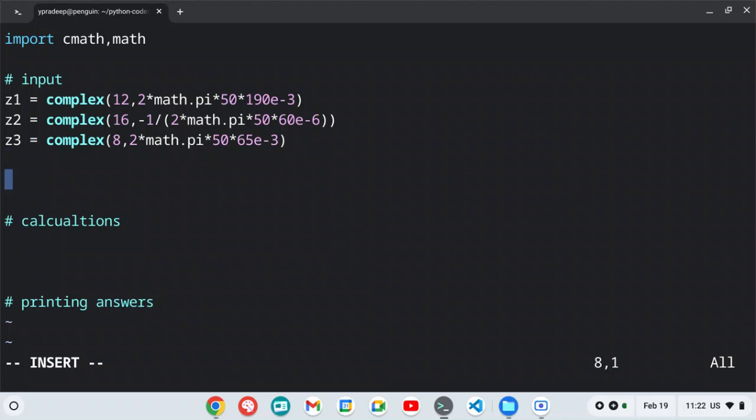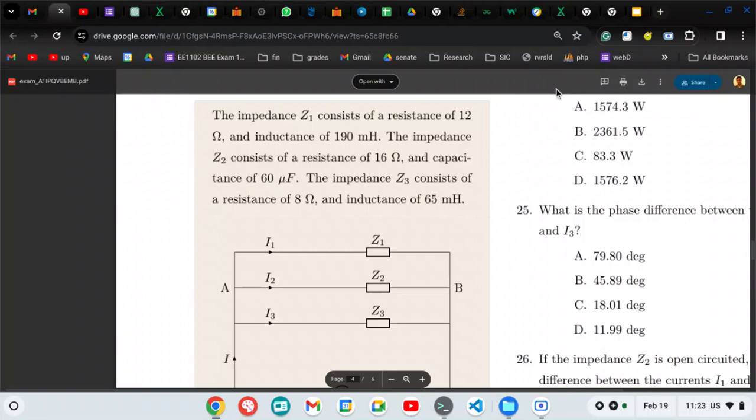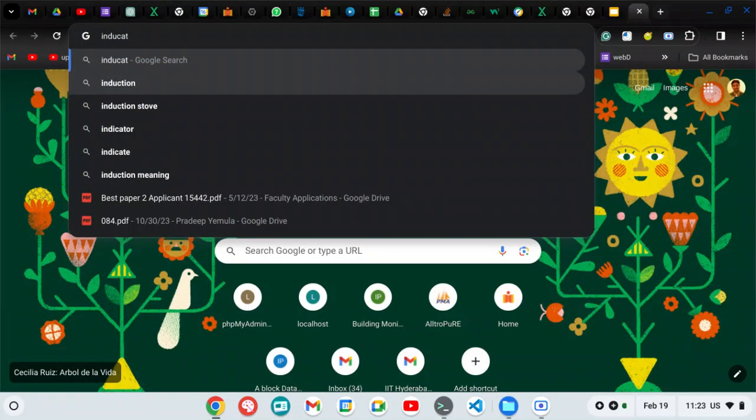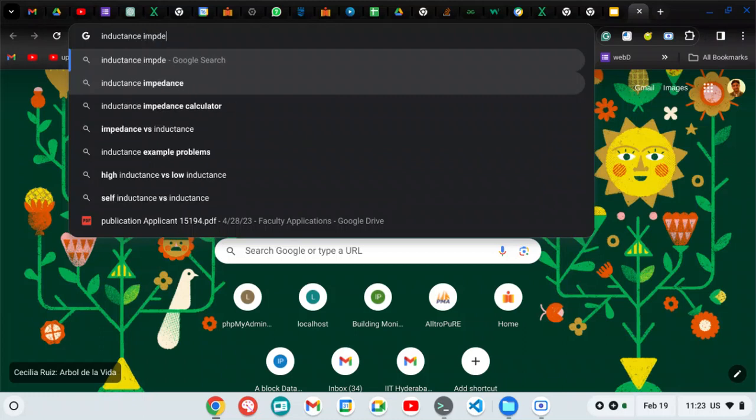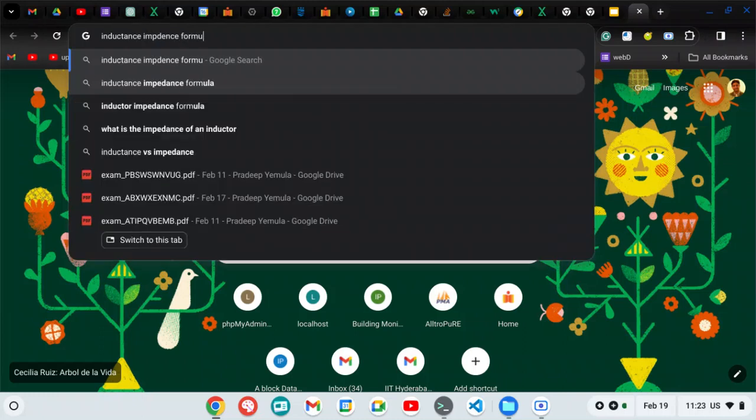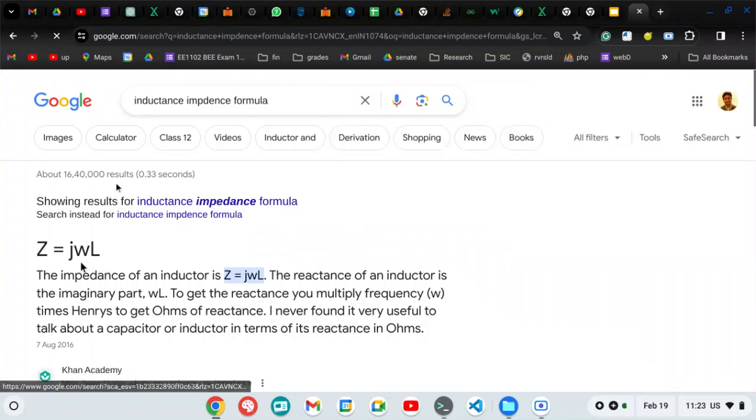Sir, here as well you have to put 1 upon, right, sir? In Z1 and Z3, no, Z2 you have to. For inductance it is 2 pi FL. For capacitance, it is 1 by 2 pi FC. So that is why all this. Again, we have a screen, right? So inductance, impedance, see like this.